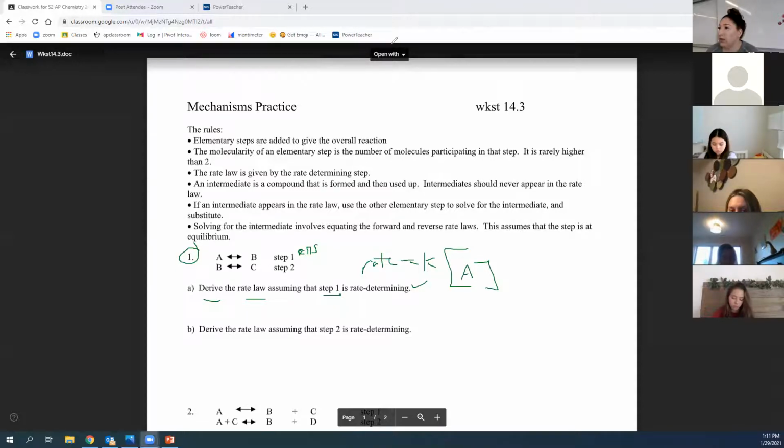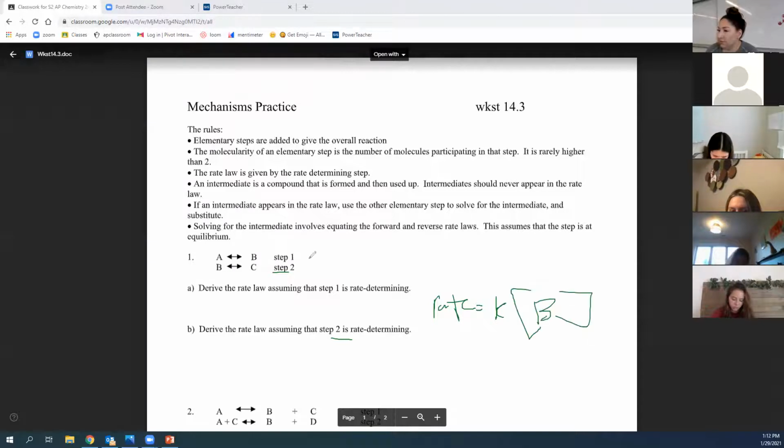Now step 2. Let's back up and pretend this one's the slow step. Rate equals k times B, right? It would just be based off of this one. Is B an intermediate? Yeah, it's made in step 1 and then it's consumed. It's gone. So we need to solve for B. This one has a double arrow, and that means the rates are equal. So that means k1 times A is equal to k negative 1 times B.